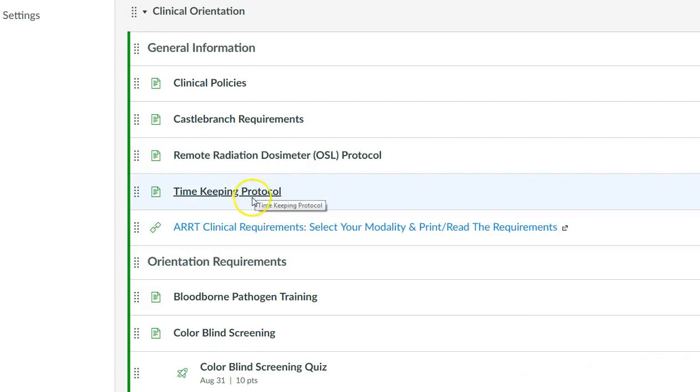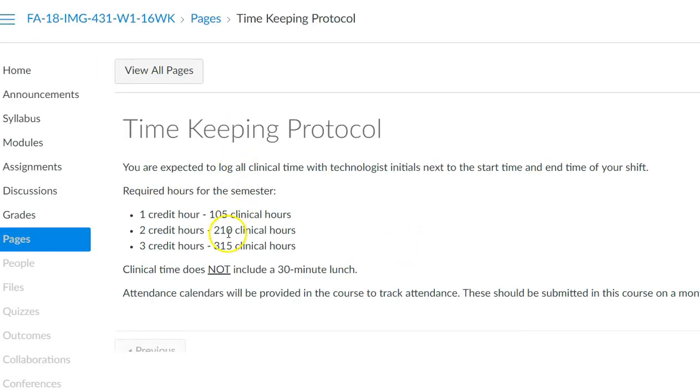As far as the timekeeping protocol goes, essentially what we ask is for a technologist to log you in and to log you out with initials each day that you're actually in clinic. In regards to that timekeeping protocol, it does depend on the amount of hours that you're registered for. If you registered for 3 credit hours, then you're expected by the end of the semester to have 315 clinical hours. Your grade is dependent on the completion of those hours. If you don't do enough hours, you're not going to be able to earn the credit in this course. So this part's really, really important.